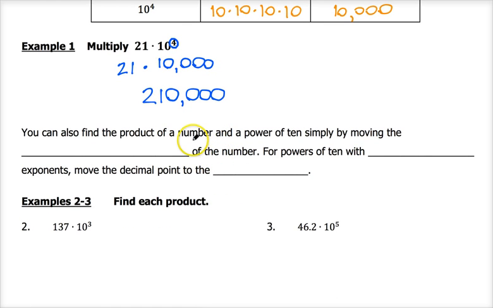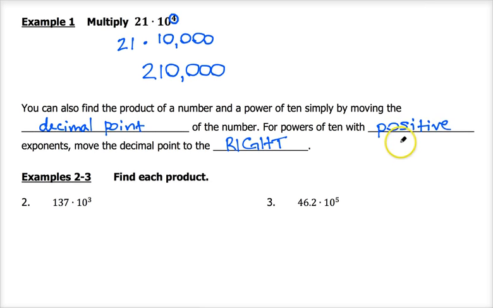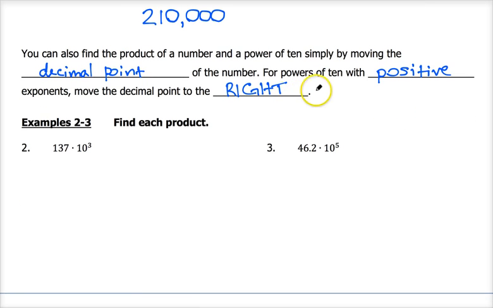You can also find the product of a number and a power of 10 simply by moving the decimal point of the number. For powers of 10 with positive exponents, which is what we're going to look at today, you move the decimal point to the right. There are such things as negative exponents as well, but we're not going to get to that today. So for today, we'll be dealing only with positive exponents, and when we multiply by powers with positive exponents that have a base of 10, we move the decimal point to the right. So let's look at how this works.